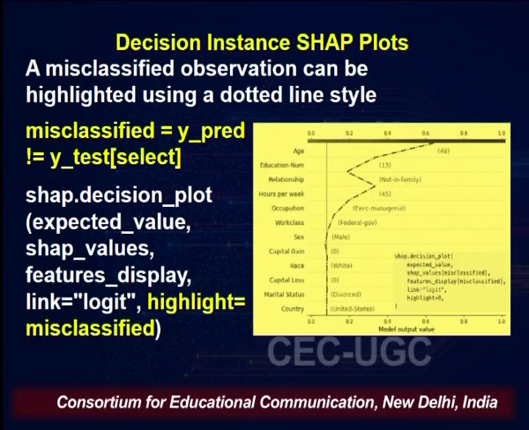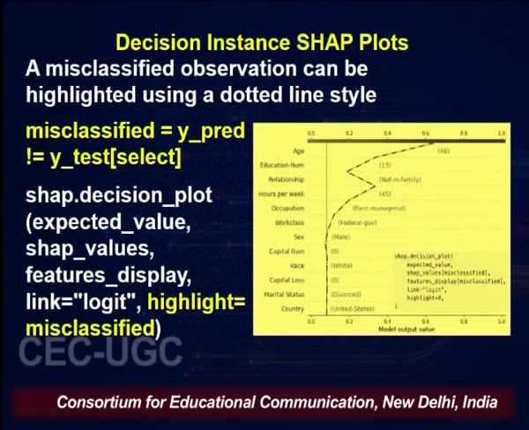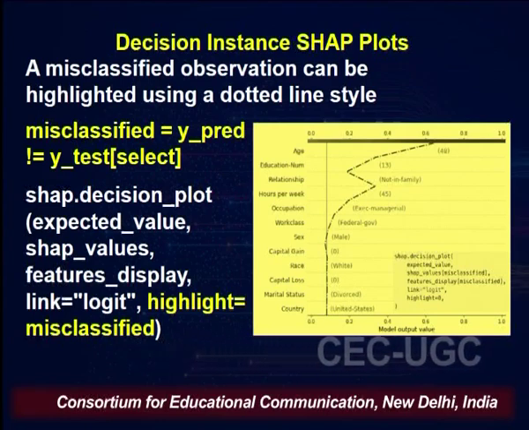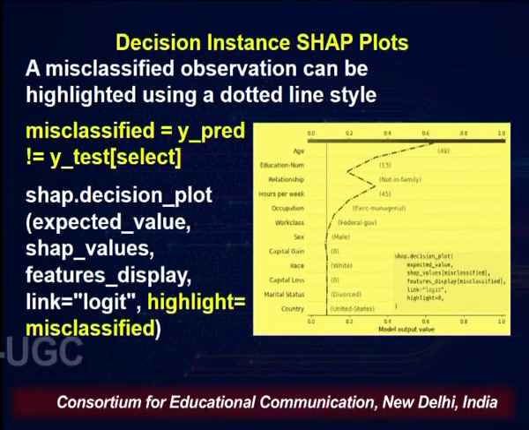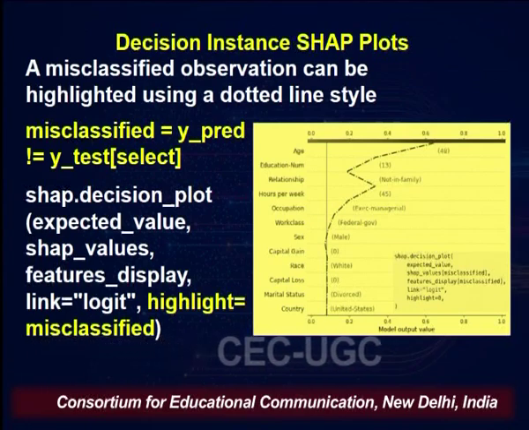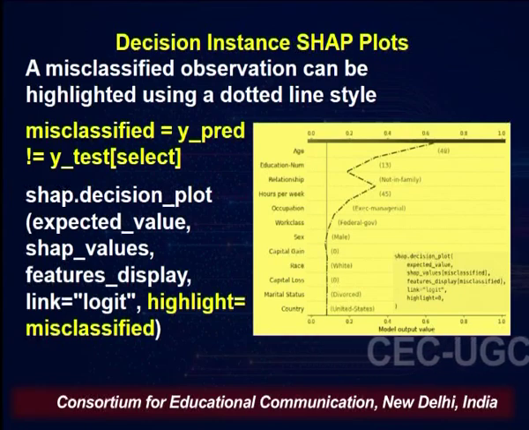So, now the misclassified instance is there in this particular variable, and then we use this option highlight equal to misclassified. So, we are highlighting it using the dotted lines. Even if we have more lines and we want to highlight, we can do it this way.